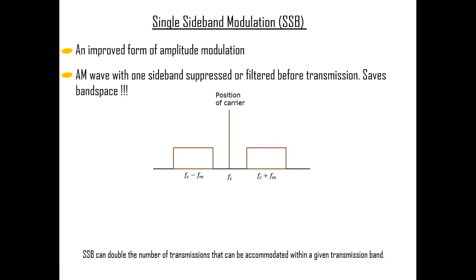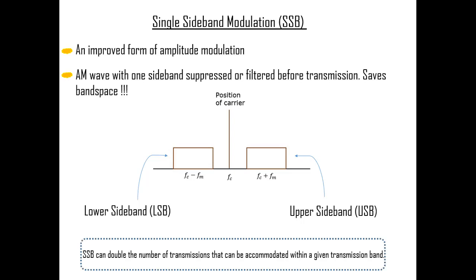SSB modulated transmissions are called either upper sideband, USB in short, or lower sideband, LSB, if you're in a hurry, depending on which sideband is used to carry the modulation information. By using the SSB modulation, we can double the number of transmissions which will fit into a given transmission band. However, SSB transmitters and receivers are much more complicated and expensive than the simple AM circuits described earlier. As a result, they tend only to be used for specialized purposes like aircraft or naval communications.